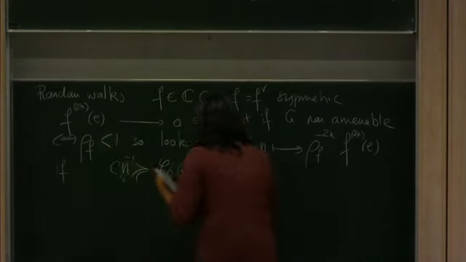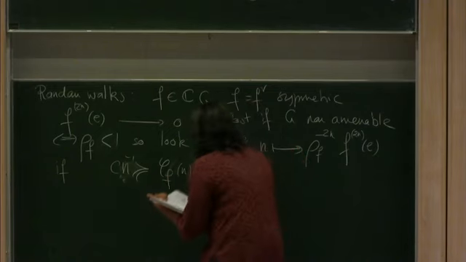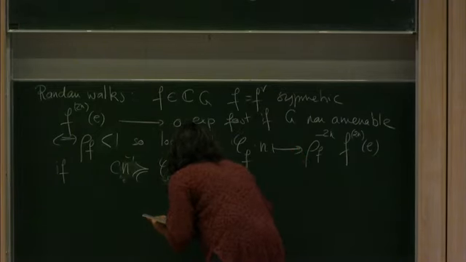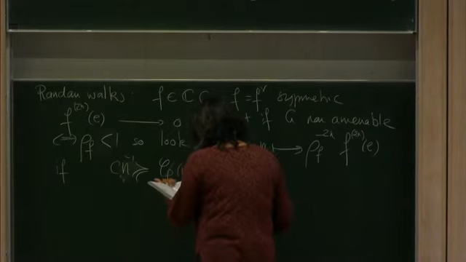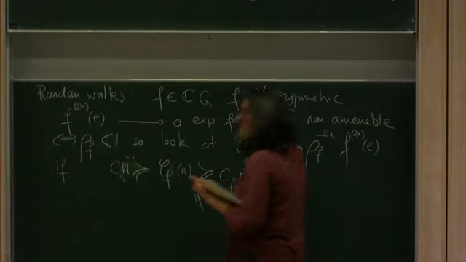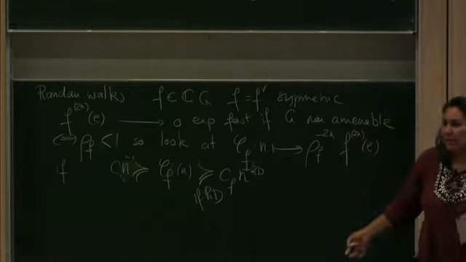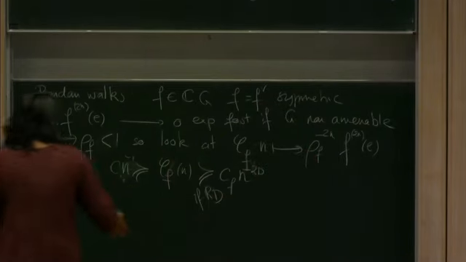And an observation that's not very difficult to do is that if you have rapid decay, if your group has rapid decay, then this is bounded below by Cn to the minus 2d, where d is your rapid decay constant. So in some sense, this is interesting. So why do I mention that?